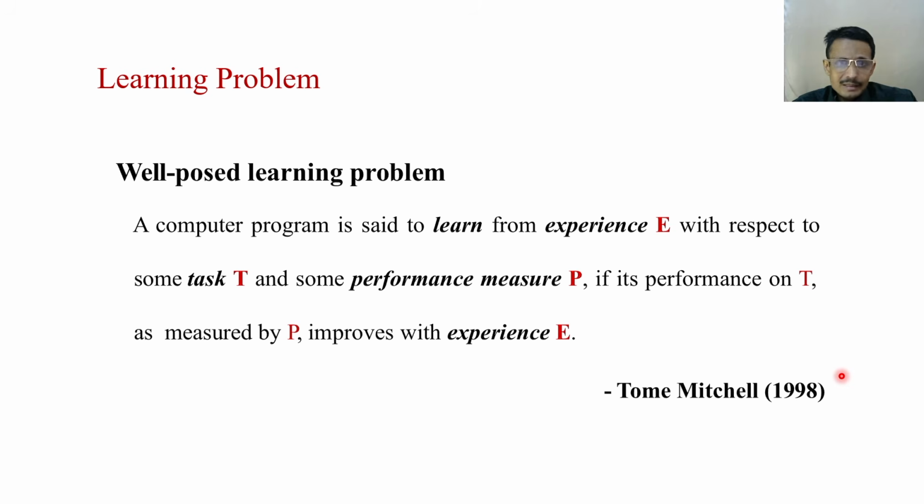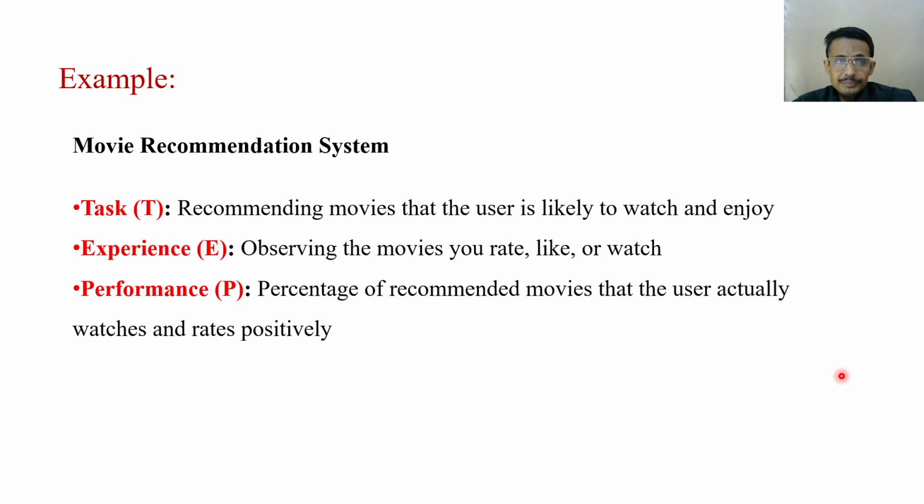Although this definition is clear, we try to understand it with an example. Take a movie recommendation system. What is the task here? A machine, or a computer, is asked to recommend movies for a particular user or a particular set of users, movies that the user is likely to watch and enjoy, based on some experience.